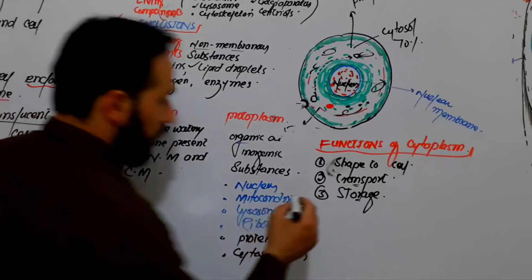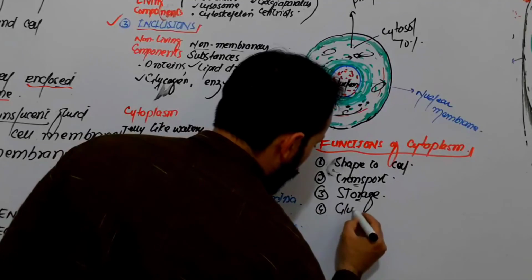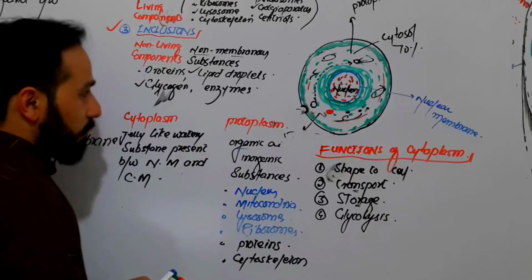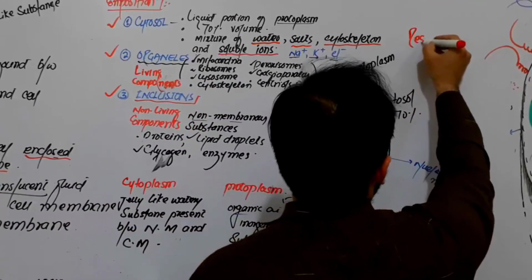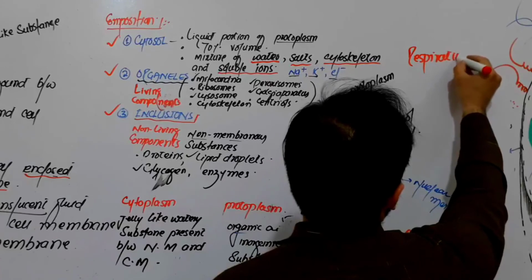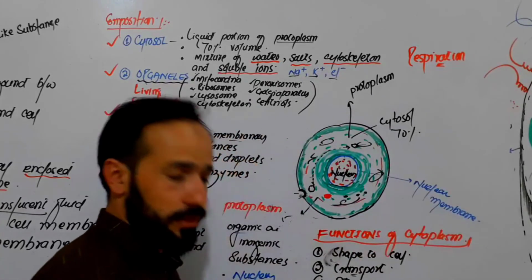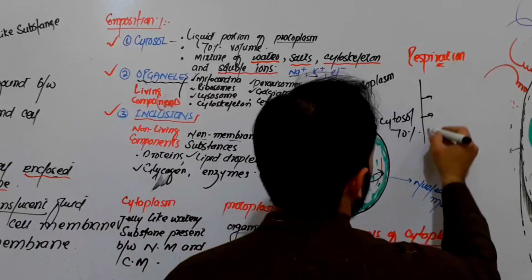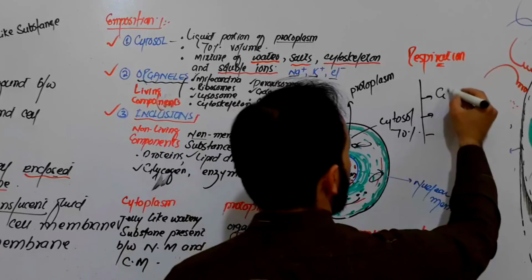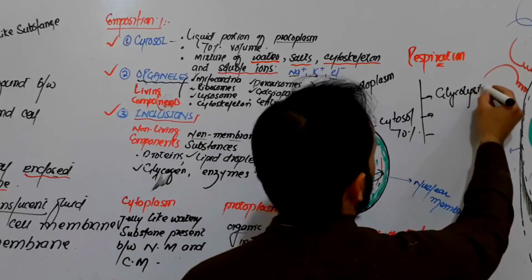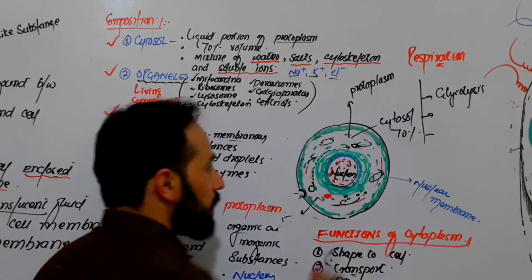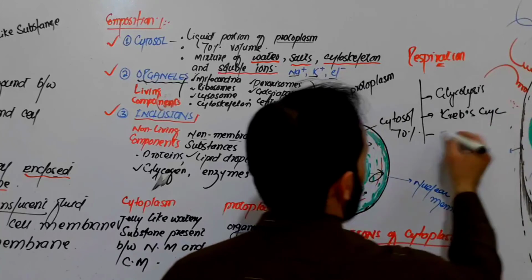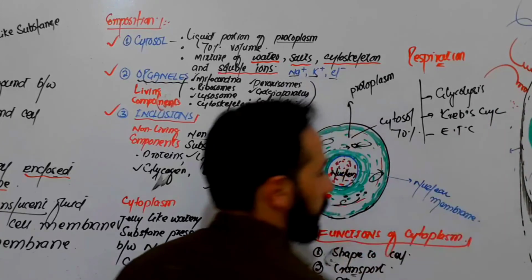The next function of cytoplasm, the most important, is glycolysis. Look friends, we know that respiration occurs inside our body. Respiration is the process through which our body gains energy. So this respiration occurs, we know that, in 3 steps. The first one is glycolysis, in which glucose is broken down to 2 pyruvates. Then there is Krebs cycle, and then there is electron transport chain.